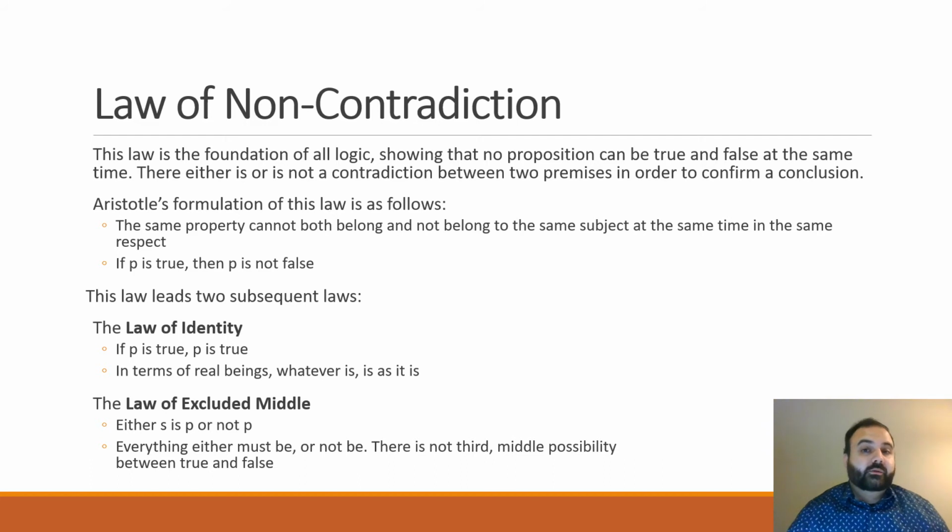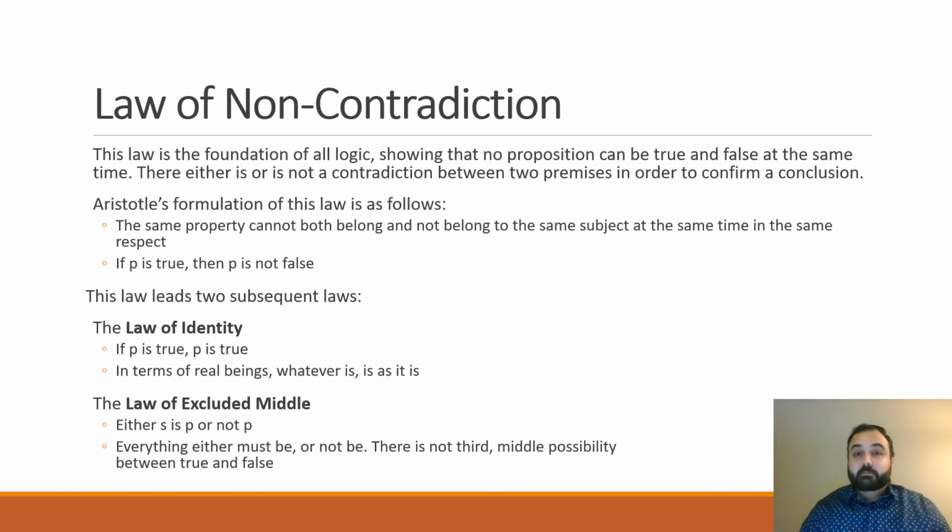There's no middle ground in syllogisms. Why? Because you're trying to create a conclusion. You're trying to argue for a point. You can't do that with ambiguity. So there either is or is not a contradiction between two premises in order to confirm a conclusion. So that means, and we'll talk about that in a second, that you can't have ambiguous premises, or you can't have two negative premises. So each proposition has to either be completely true or completely false.